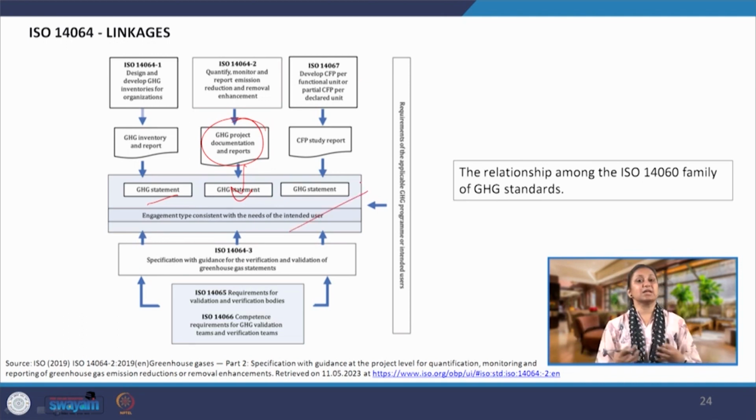So, all these are interrelated, interlinked. Sometimes we will use them together while reporting GHG emissions. These are very much linked, the 14060 family. Within the 14000 family we have this 14060 family, and a lot of these are interrelated. 14063, here we are talking about verification and validation. This is again bringing us to validating the GHG statement, verifying the GHG statement, and 14065 and 66 are talking about the verification and validation.